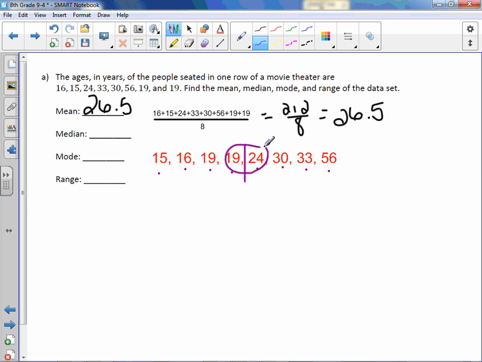So let's take these two numbers, add them up, and divide by 2, which equals 21.5. So the median is 21.5.